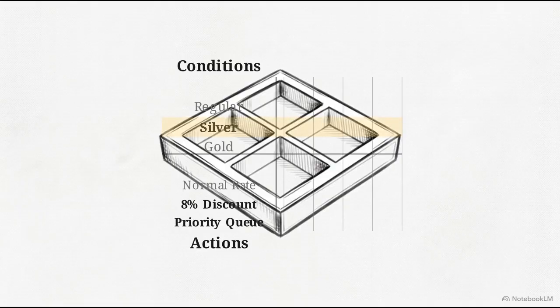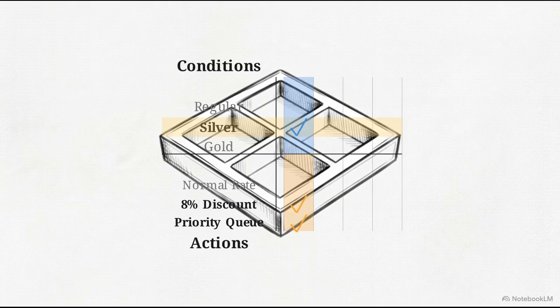Now we build the logic. Pause the video for a moment. Look at the matrix on the right and predict how the column for a silver customer tier should be mapped. To build the column, we flag the silver condition as true. Then we move down the list and set the corresponding actions, the discount and the priority queue, to true as well.